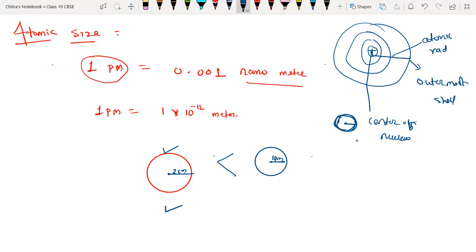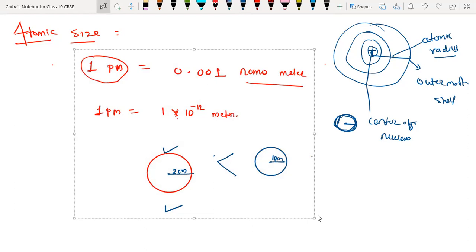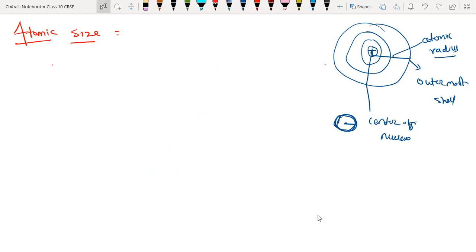Atomic radius. Understood what is atomic radius? Yes, sir. On the basis of atomic radius, we can say whether the atom is smaller in size or larger in size. So in order to determine the size, we had to know the atomic radius. Is it or not? Yes, sir. So first we will understand atomic radius.